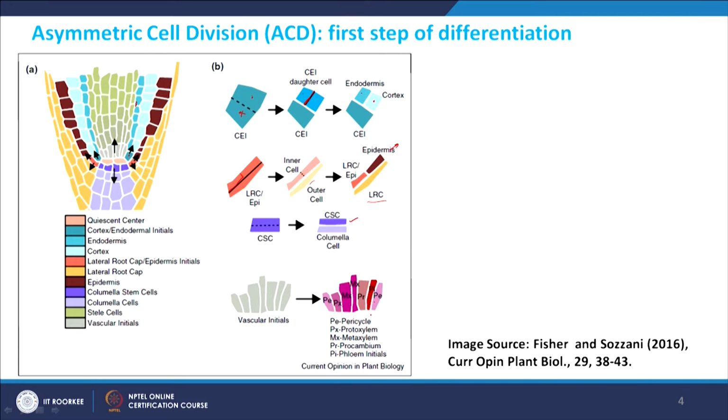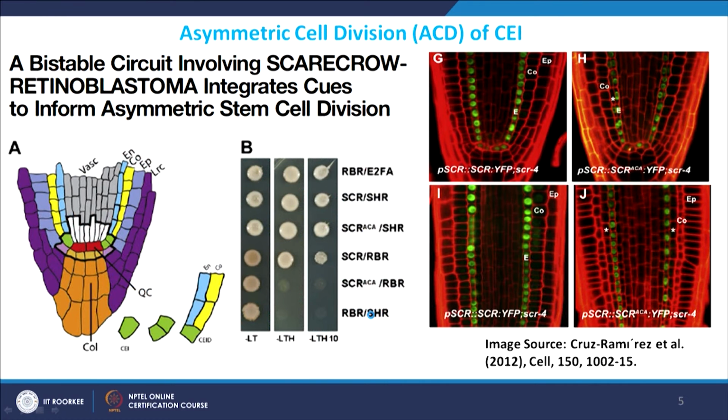So, in all these cases, what you see is that the process of differentiation starts at the first asymmetric cell division itself. Then there is a lot of programming, cell division and cell differentiation programming together, and a lot of genes which are getting activated are regulating this process. So, we will take a few examples and discuss how this happens.